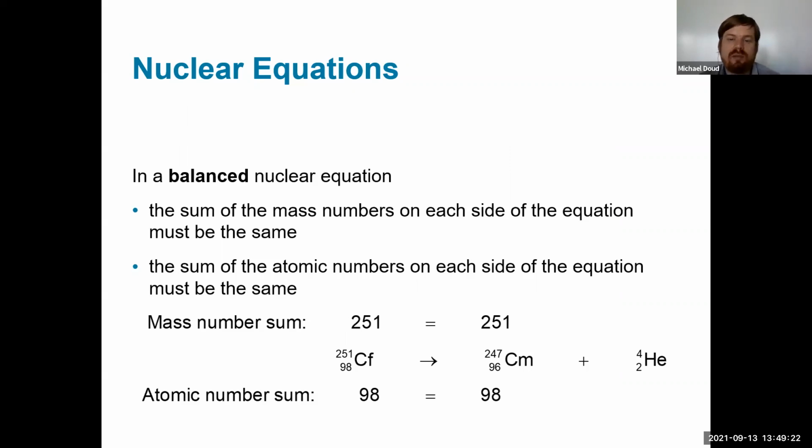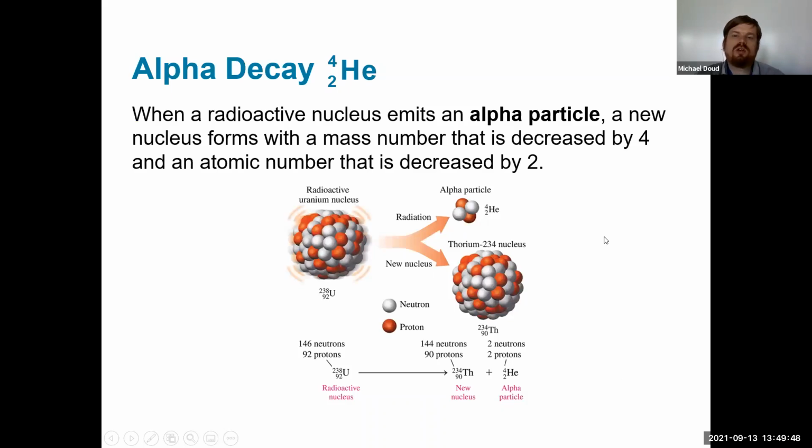And then finally, the sum of the atomic numbers on each side has to be the same as well. Californium, again, atomic number 98, decays into curium, number 96. To make up the difference, you have an alpha particle, which is atomic number 2, because it has 2 protons. So 98 equals 96 plus 2, perfect. 98 equals 98, 251 equals 251. So what we just saw is that if a radioactive nucleus emits an alpha particle, the nucleus has its mass number decreased by 4 and its atomic number decreased by 2.